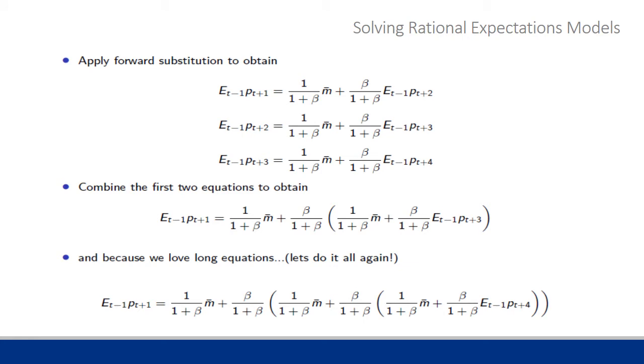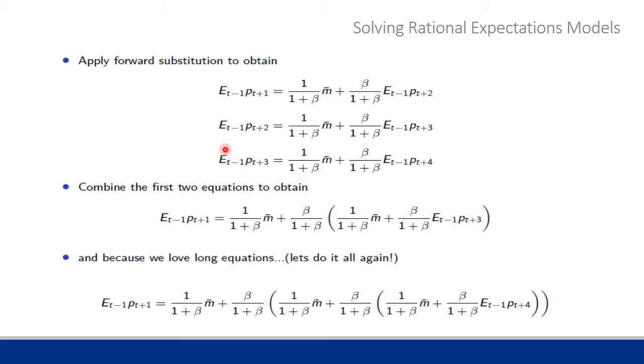Now, in order to try to eliminate that forward variable, that forward expected price, we can rewrite the solution for EPT, but in the next period, so we can iterate it one period forward. So we do that using the last equation in the previous slide. One period forward is EPT plus 1 equals 1 over 1 plus beta M bar plus beta over 1 plus beta EPT plus 2. That was t plus 1 before. And we can do that again and again. So we have all these iterations of the same equation.